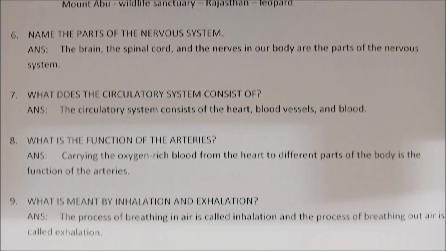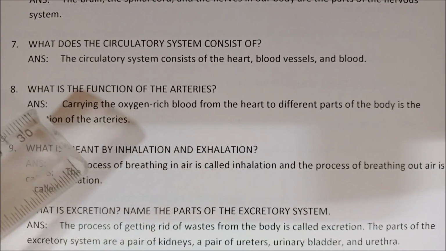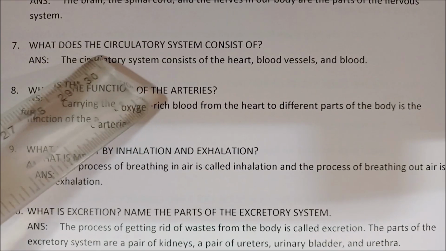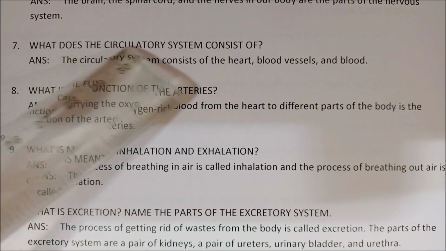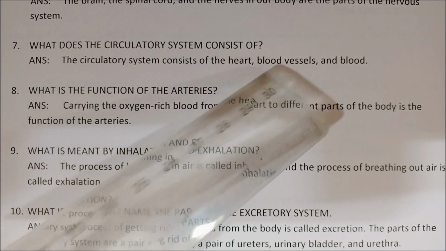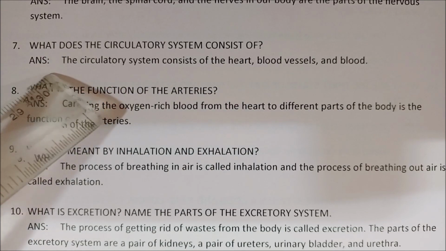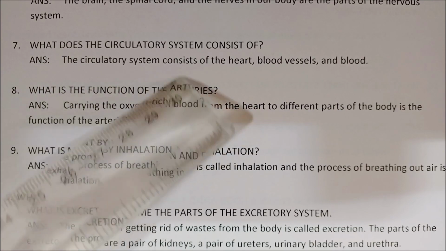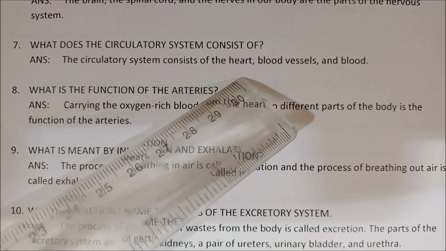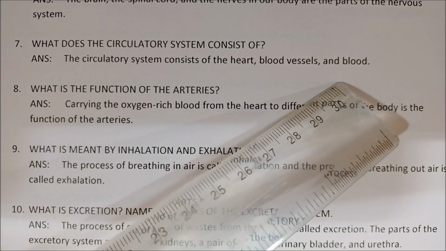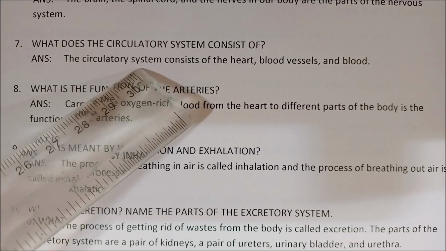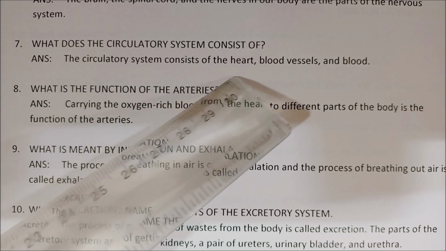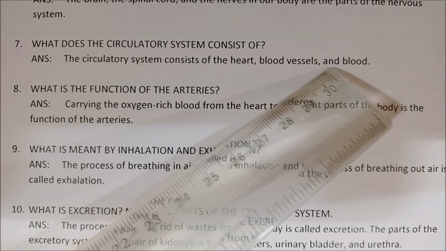The next one, question number 7. What does the circulatory system consist of? The circulatory system consists of the heart, blood vessels, and blood. So children, the answer is the circulatory system consists of the heart, blood vessels, and blood.